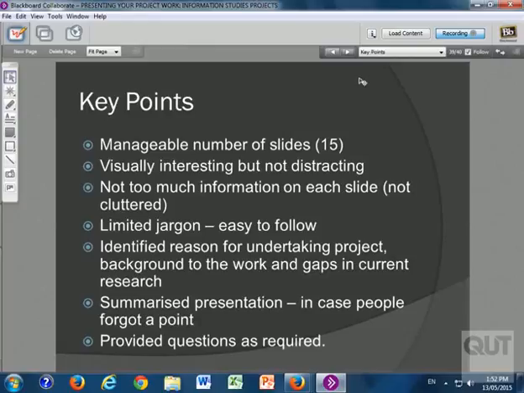You want to identify the reasons for undertaking the project, provide some background to the work and the gaps in the current research. Summarise the presentation at the end in case people forgot a point. Just goes back over it. In summary, what I've been talking about in this presentation is, and these are the points. And then provide the questions as required.